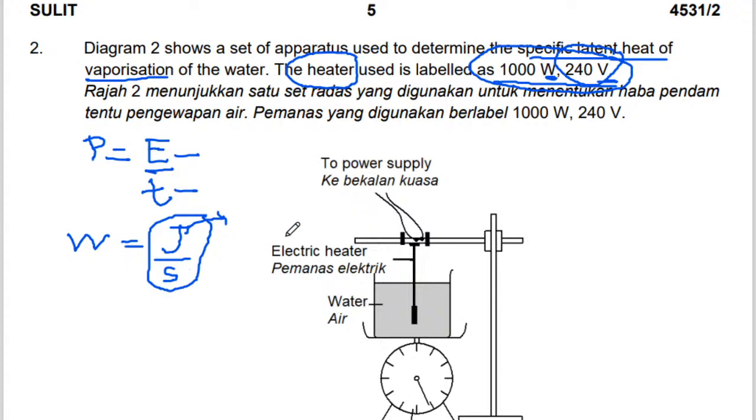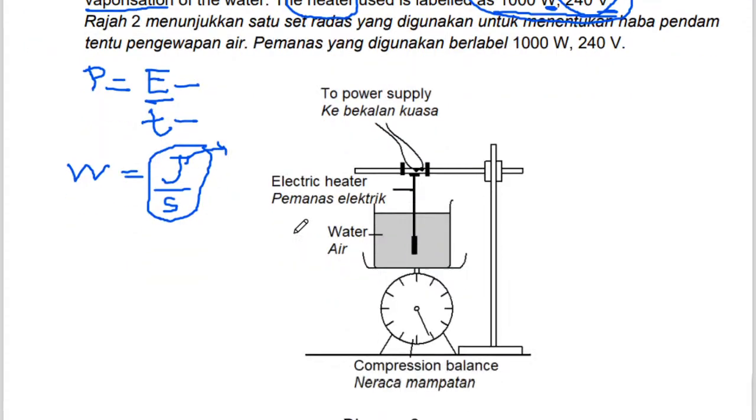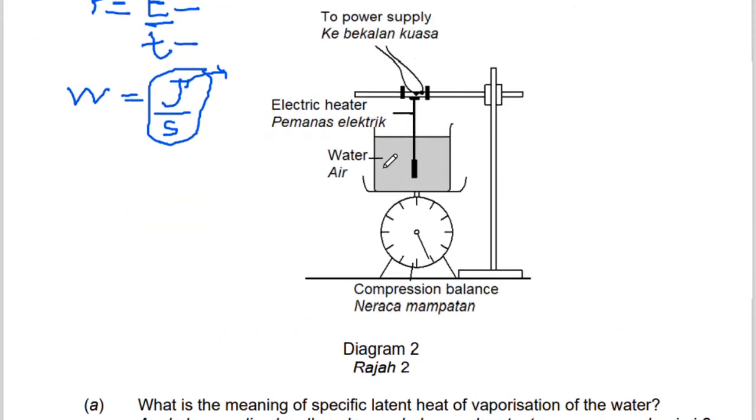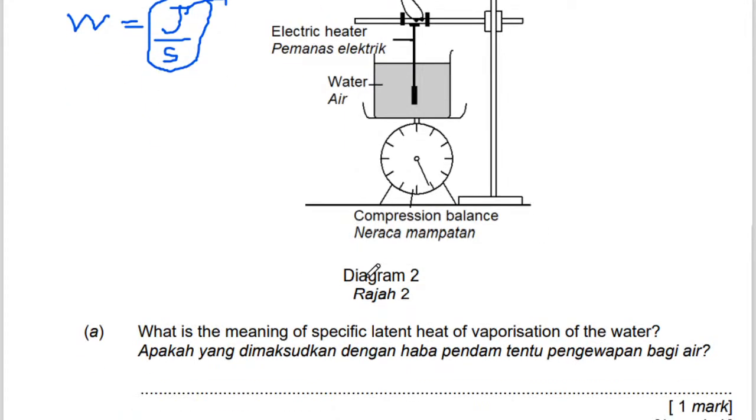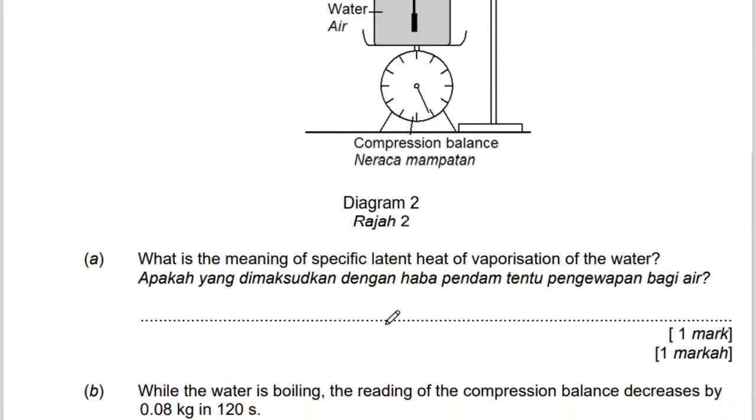Alright, so now we know that 1000 is the power, P, and then 240 is the voltage. Okay, now this is the diagram. So, what is the meaning of the specific latent heat of vaporization of water? Apa jawapannya?